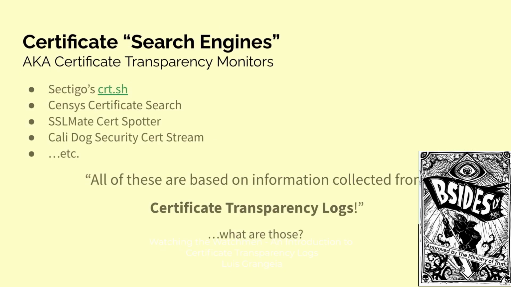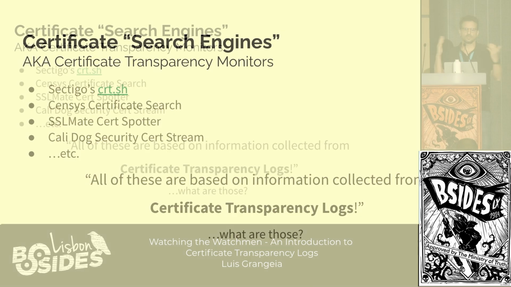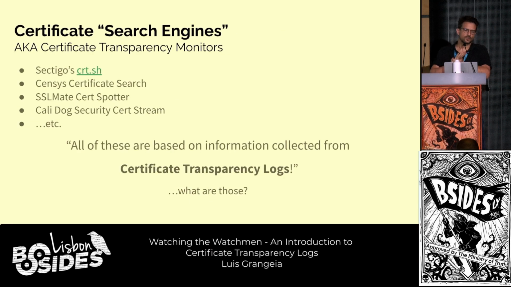What is this, in fact? Where does this information come from? I showed you crt.sh. Censys also has a search engine for certificates. There's SSLMate, there's CaliDog, Certstream, etc. Some of them have web APIs, some of them have search interfaces. This information all comes from a thing called certificate transparency logs, and it's freely available. You can either query it indirectly through these sites, or you can actually go and collect it yourself.